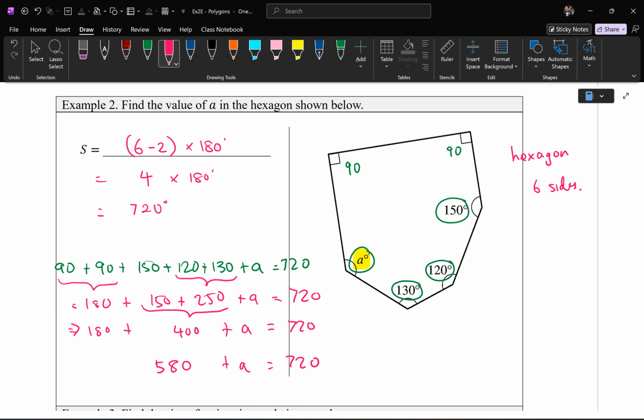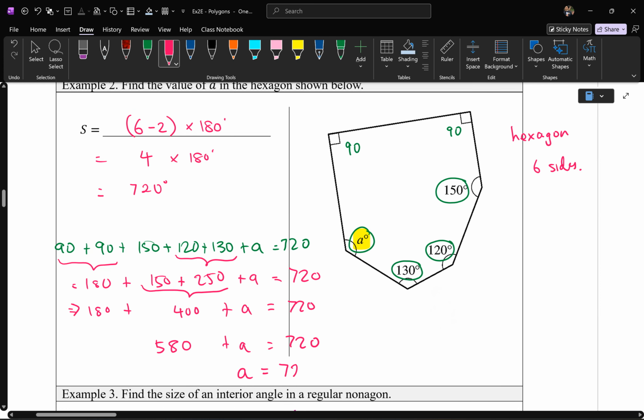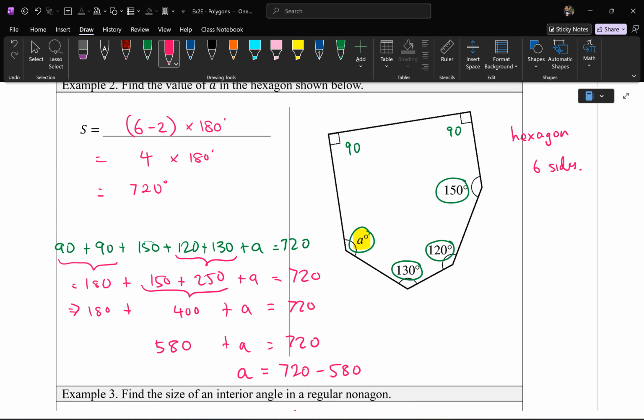So you get up to this step here. You can sit there and count with your fingers, but what's the technique? How do you find A? A equals 720 minus 580. Beautiful. Type on your calculator. 720 minus 580, and that equals... Is it 120? No, 140. Yeah, it's 140.